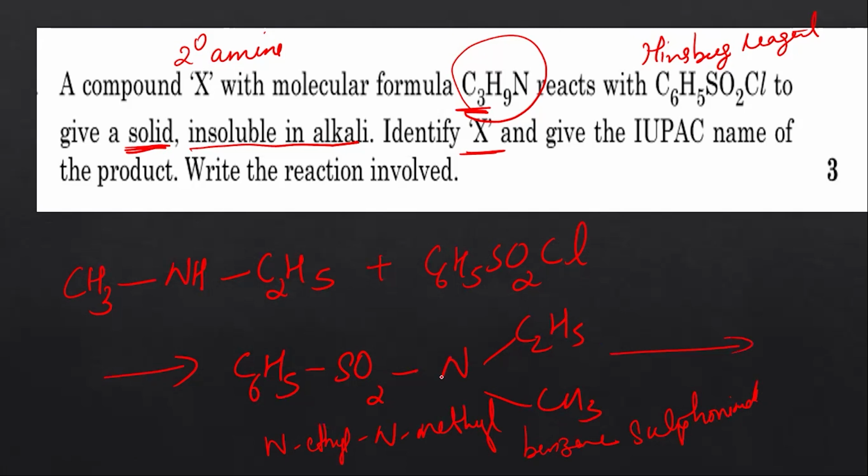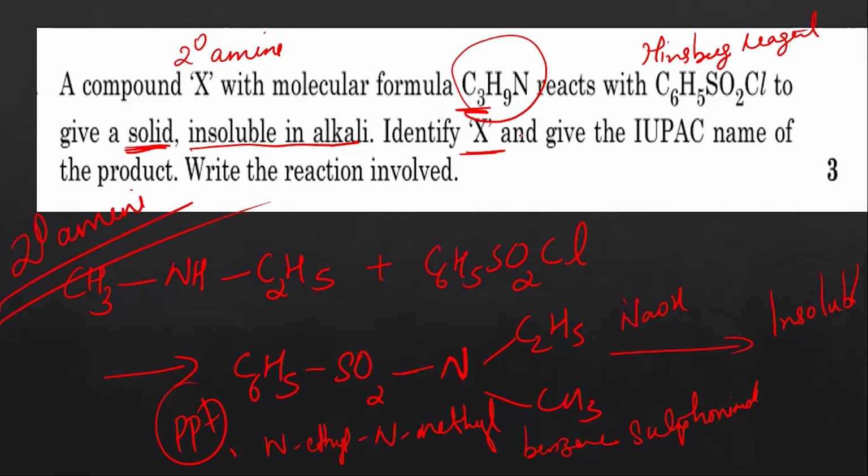And you know that this nitrogen has no hydrogen atom. It is not acidic in nature. So when you add some alkali, it remains insoluble. So you are getting only a precipitate. The first step is only taking place, the second step is not taking place. So this is the test for secondary amine, the Hinsberg reagent test.